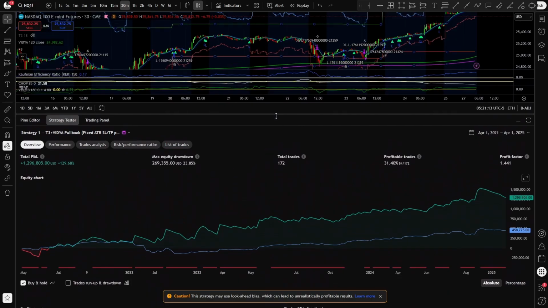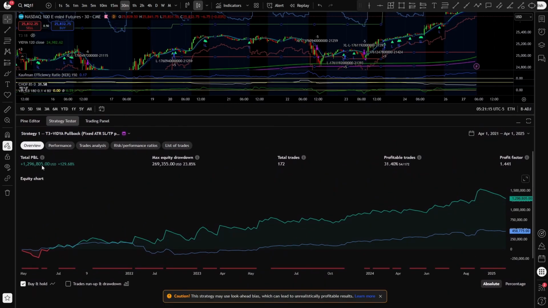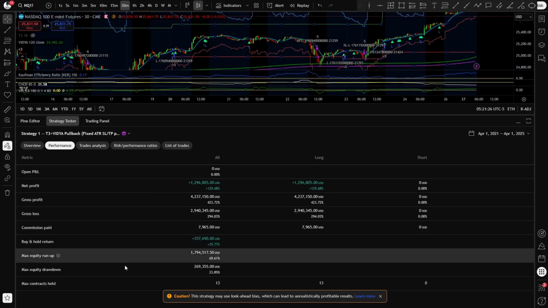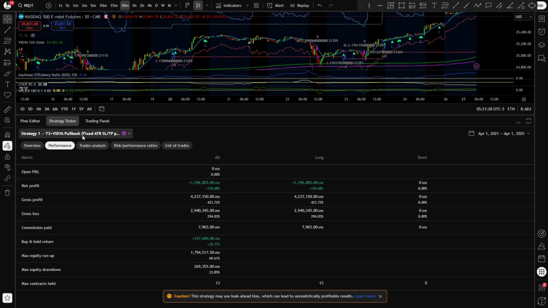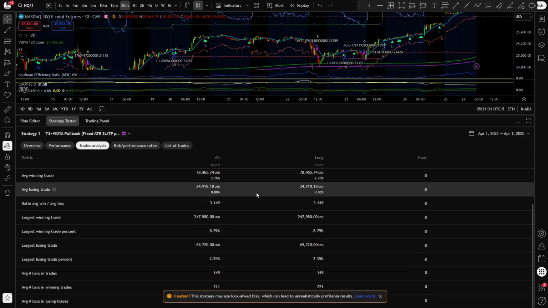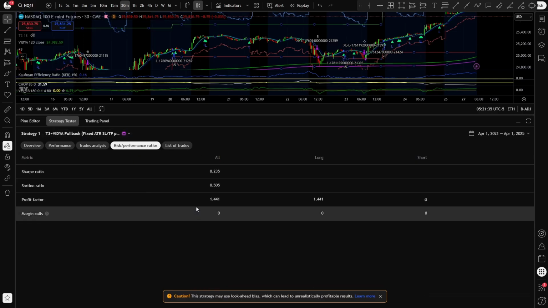Now, during these 4 years, we got 172 trades, which generated 129% net profit and a 23% maximum drawdown. The profit factor is 1.44. Here is the performance summary tab, if you are interested in that, the trade analysis tab, and the risk performance ratio.